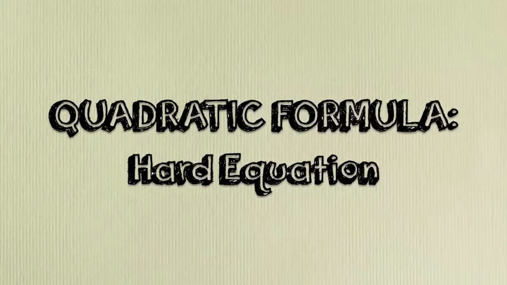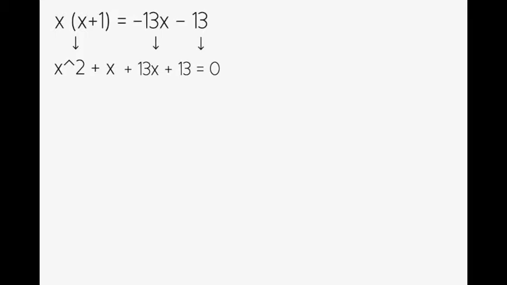Let's start the harder equation now. x times x plus 1 equals -13x minus 13. First, we need to distribute. x times x is x squared, and 1 times x equals 1x, or simply x. Now we can transpose -13x and -13 to the other side of the equation. After distributing, it will become x squared plus x plus 13x plus 13 equals 0.